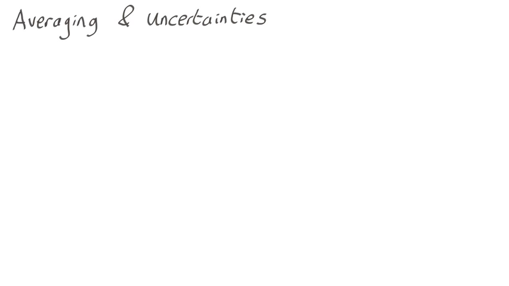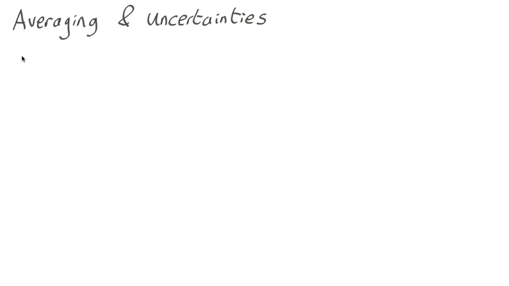I'd like to talk now about averaging and uncertainties. As I'm sure you all know, a very common procedure to try and get your accuracy to be greater, your uncertainties to be less, is to make repeat measurements and average them. What I'd like to talk about is how you actually calculate the effect of this in a mathematical way.